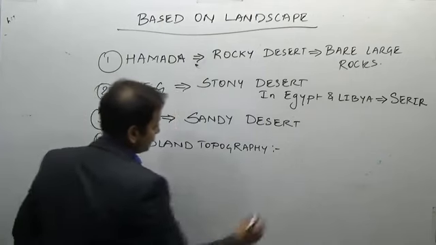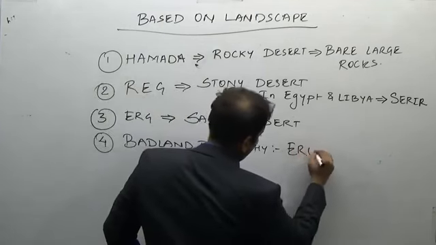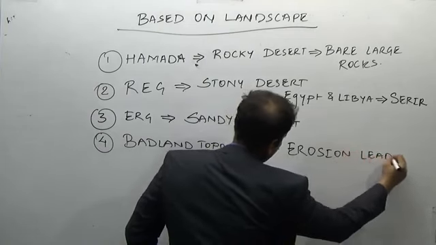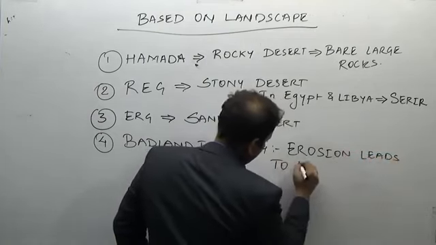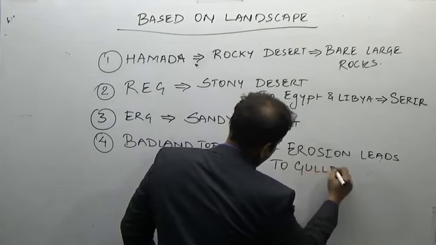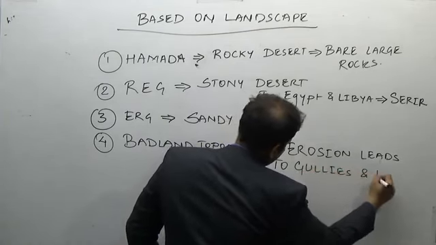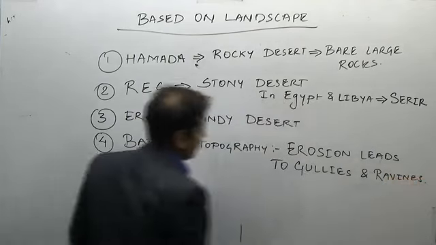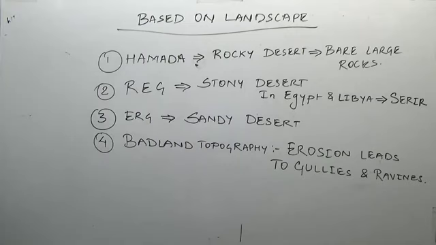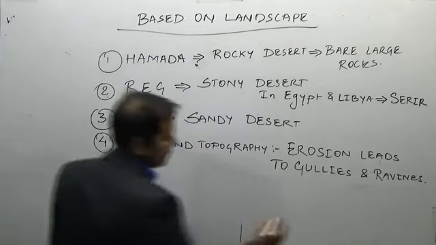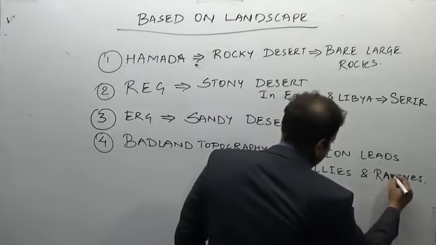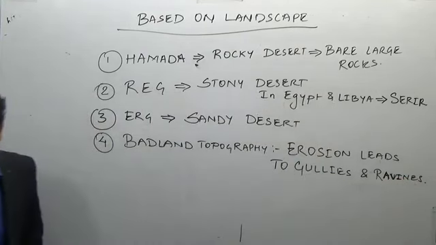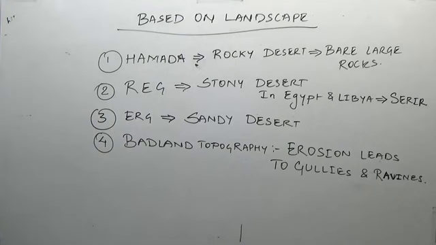That is, erosion leads to the formation of gullies and ravines. So these are the different kinds of topographies based.